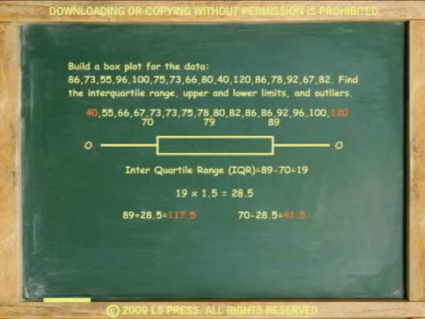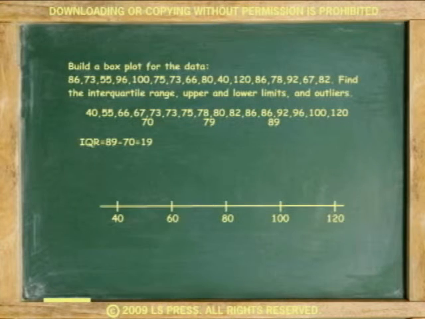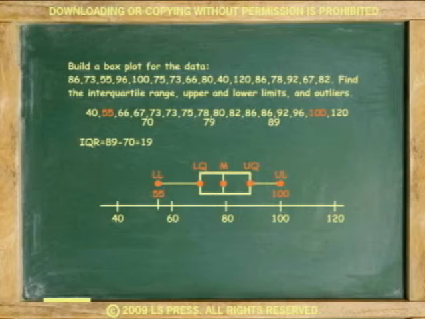Therefore, both 40 and 120 are classified as outliers, and the upper limit falls to 100, and the lower limit moves up to 55. Now, to build a box plot on a scale that includes all numbers observed, draw a box with the lower quartile and upper quartile as the size of the box, and draw a vertical line dividing the box at the median. Add lines, the whiskers, to the lower limit and upper limit. Mark the outliers, the O's, with an asterisk or a cross.